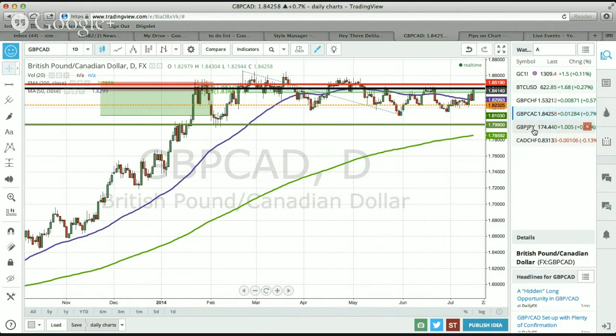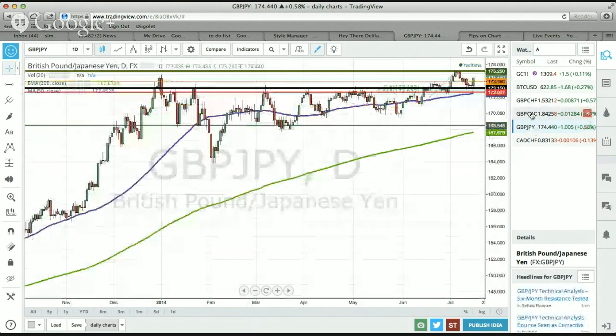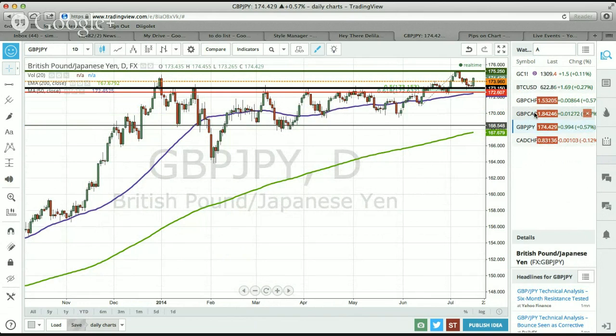One is pound yen. Now this was the other reason I wanted that short pound Canada position: I have two long pound orders and one short pound order. So I don't want more than two trades in the same direction on the same currency. So the pound Canada is justified because I'm short the pound there. At least that's my risk diversification approach, one of my rules.